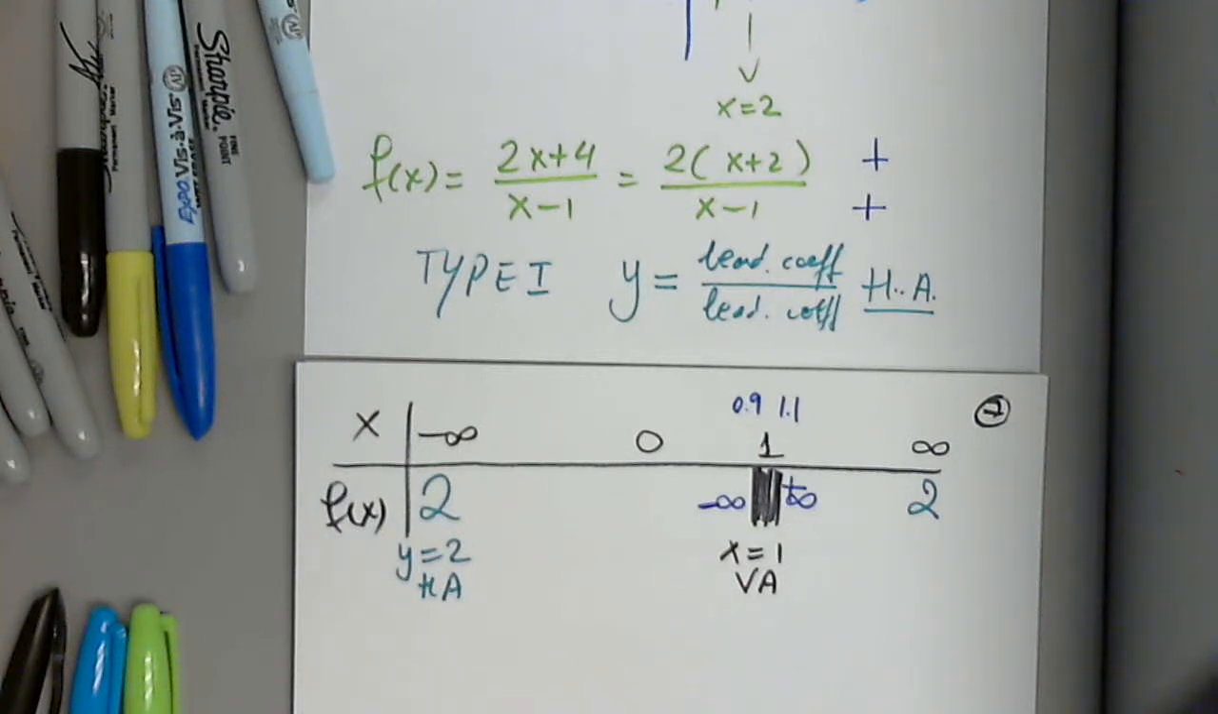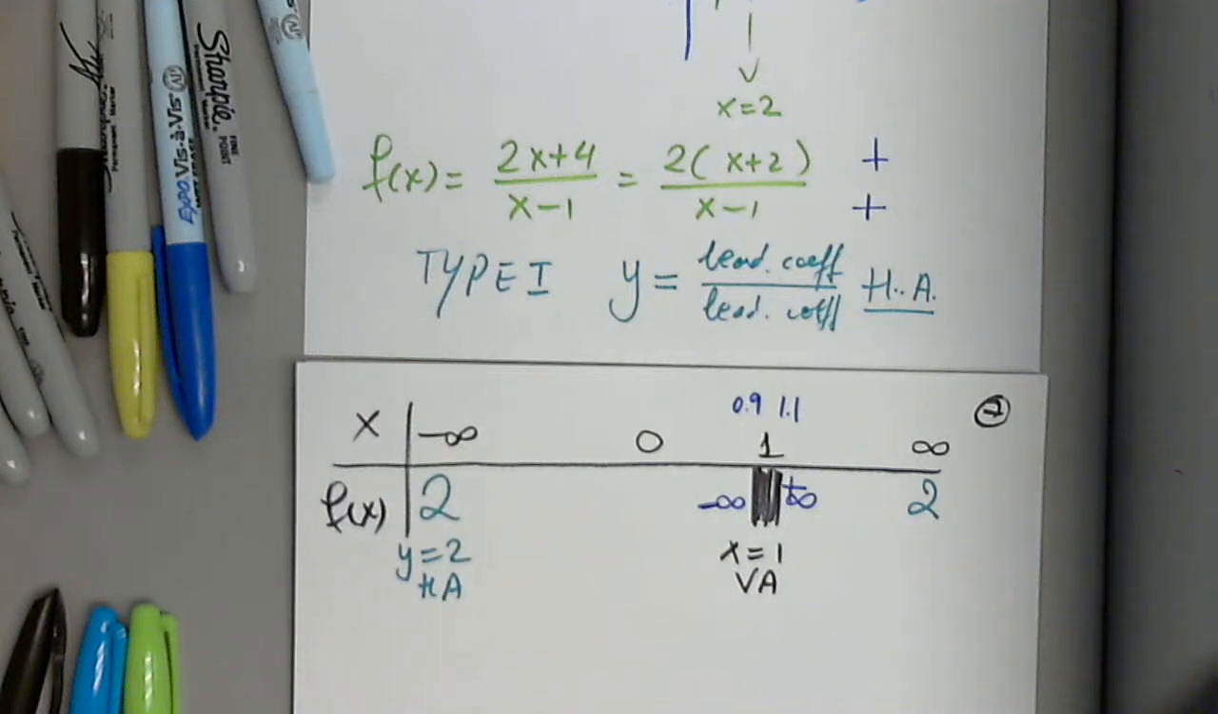This is true for any type 1. As long as the degree of the top and the degree of the bottom are the same, the horizontal asymptote will always be the ratio of the two leading coefficients. Always remember, you have to have everything in descending order. If top and bottom are not in descending order, you will not determine the correct coefficients. Always keep everything in descending order.